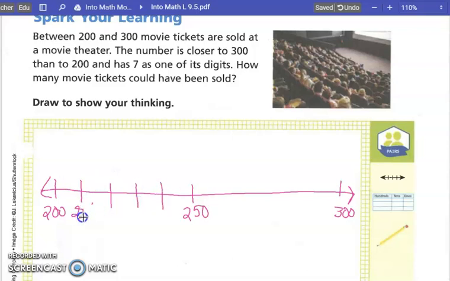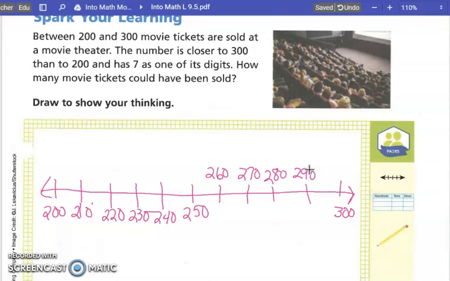Because we need 210, 220, 230, and 240. Okay? And then we need 4 marks down here between the 250 and the 300. Because what's this one going to be? 260, 270, 280, and 290. Right?